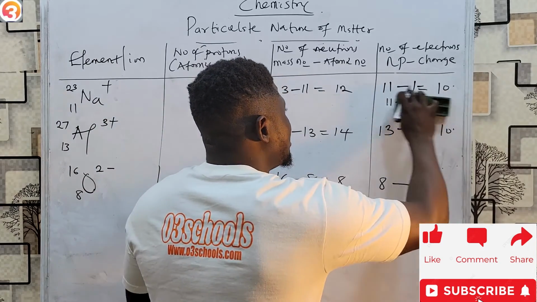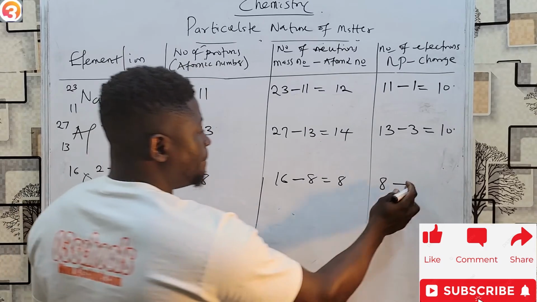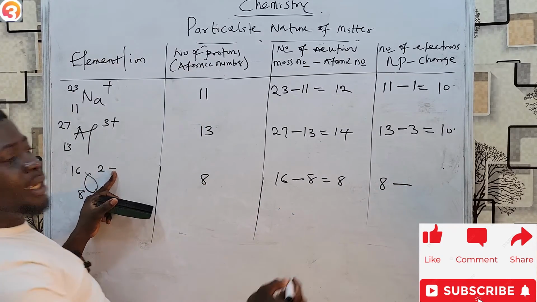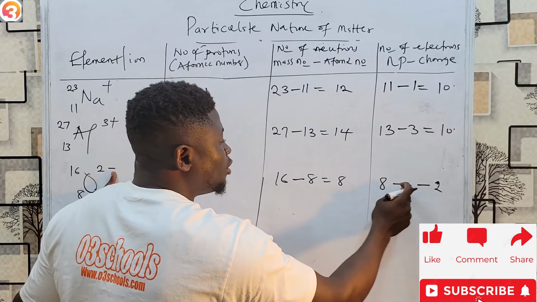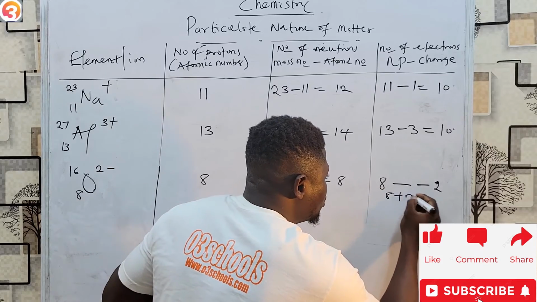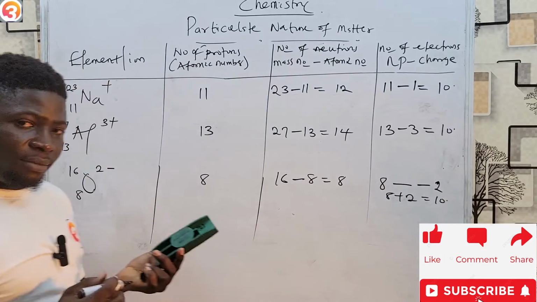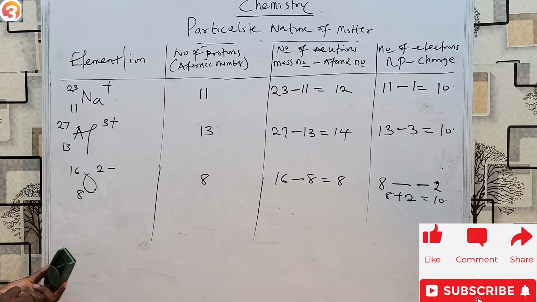But in this other case, it is different. It is different because we're having 8 minus, and then we're having minus 2 again. Minus times minus is plus. That means we're going to have 8 plus 2, which is 10. I hope you understand that part very well. So we also have a 10 there. Now let us go to the last one.